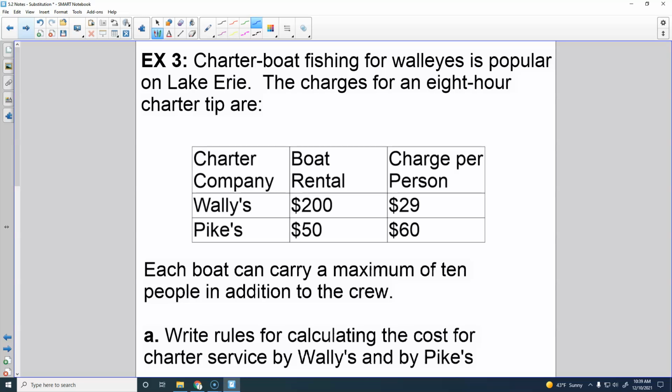Okay, now this is probably something that hasn't gone out of date as much, except for possibly prices going up, although I don't know how accurate they were to begin with. So charter boat fishing for walleyes is popular on Lake Erie. The charges for an 8-hour charter trip are as follows. If you use Wally's, it's $200 for the boat rental plus $29 per person. And Pike's is only $50 for the boat rental, but they charge $60 per person.